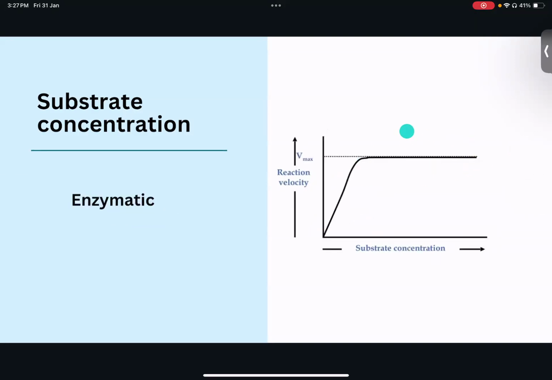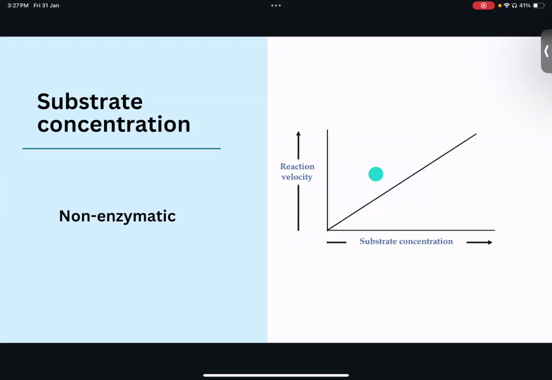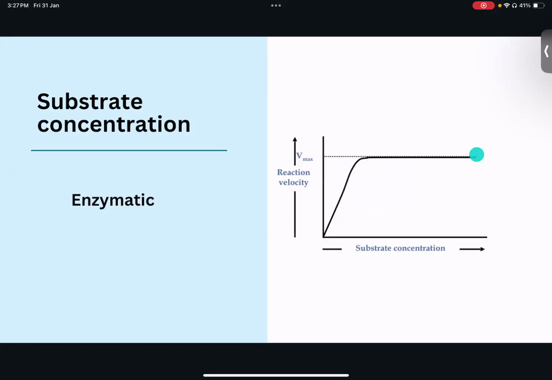You can see that here we have a plateau. So in an enzymatic reaction where we have enzymes involved, you can see that the slope is steeper. Slope is steeper, and we have a plateau. Why do we have this plateau?